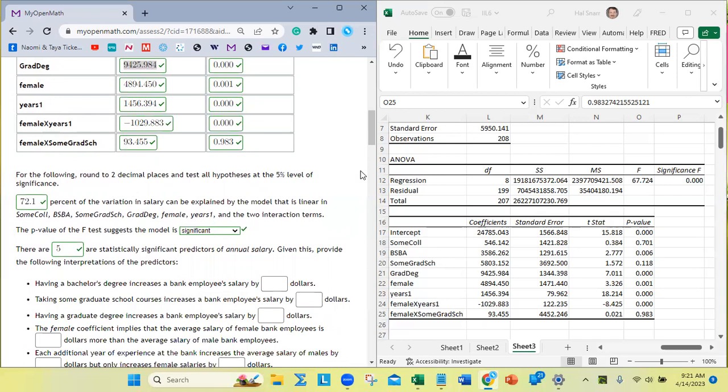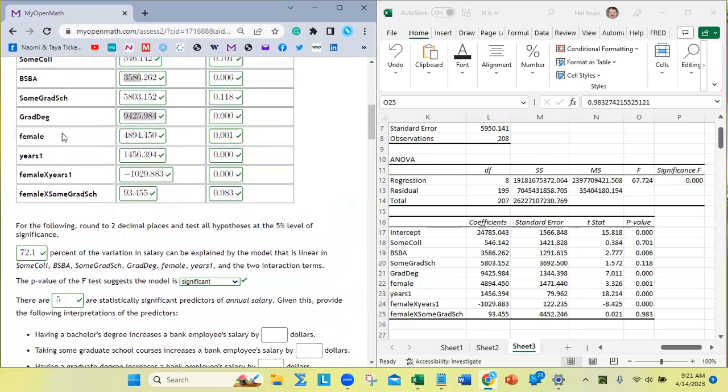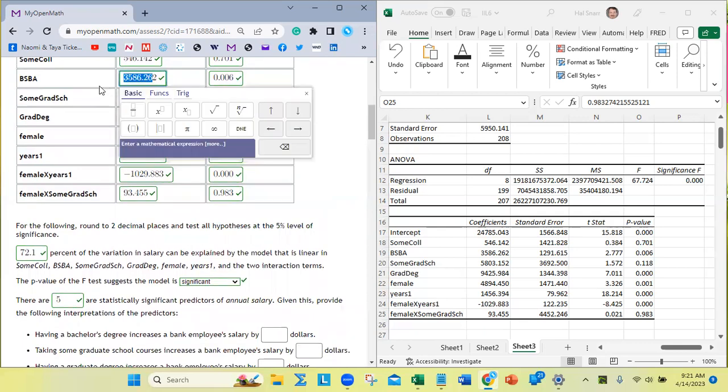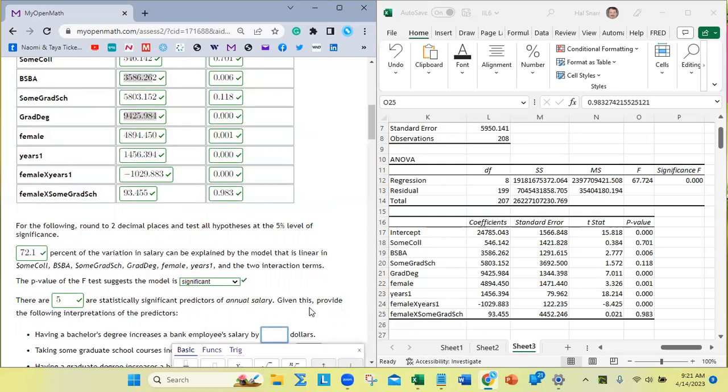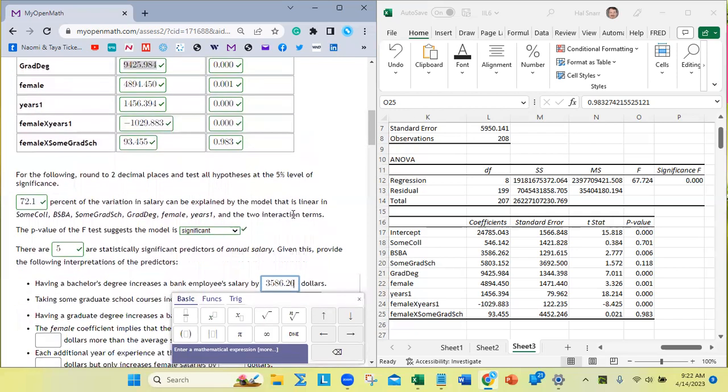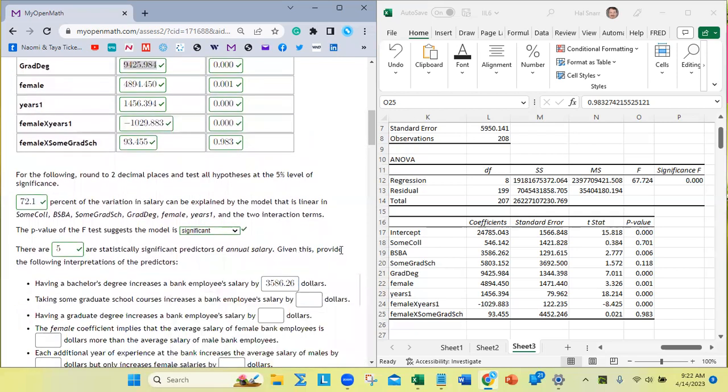Okay, so having a bachelor's degree increases a bank employee's salary by what? Having a bachelor's degree. We're rounding to 2 decimal places. Having a bachelor's degree increases bank employee salaries by that amount, right? Almost $3,600. Taking some graduate school courses increases a bank's employee salary by what?